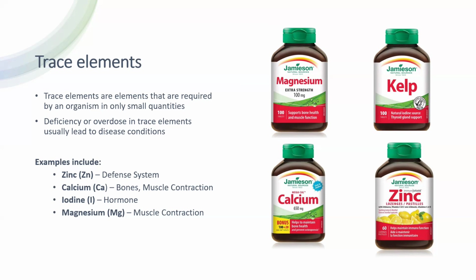So trace elements include things like zinc, which is useful for your defense system. I'm sure you're familiar with calcium. You need it for stronger bones. But calcium is also important for muscle contraction. Every time you move a muscle, you need to have a little bit of calcium in order for that to happen. Iodine is something that is used by your thyroid gland to make hormones, to regulate your metabolism.